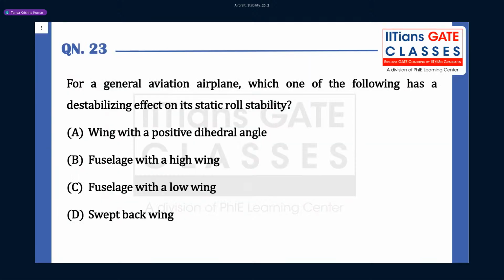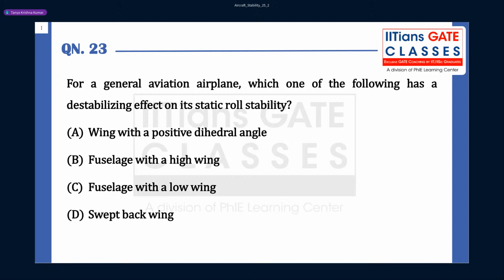For a general aviation aircraft, which of the following has a destabilizing effect on its static roll stability? Roll again was about the longitudinal axis. We know that the dihedral angle or the sweep back does not contribute towards roll stability. What is the confusing parameter here? It's the high wing or the low wing configuration. So which of these contributes towards stability, and which contributes towards destability? We had discussed this enough number of times, so let's just go over it one more time.